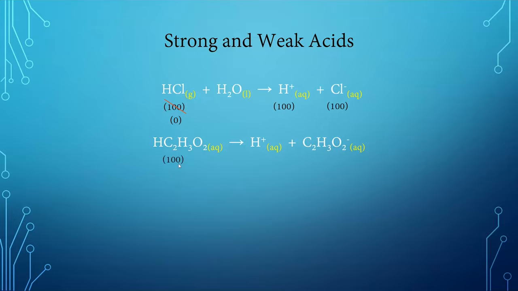If we take that same 100 molecules of acetic acid, only one of them actually dissociates. The other 99 remain as acetic acid molecules, and so we're only getting 1% of the possible hydrogen ions. So hydrochloric acid is essentially 100 times stronger than acetic acid.